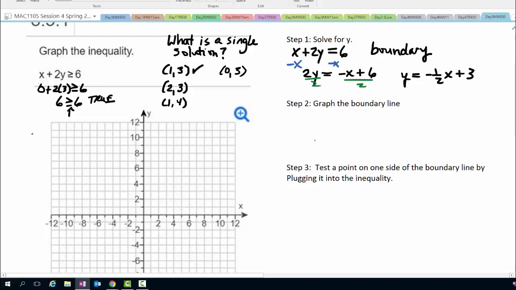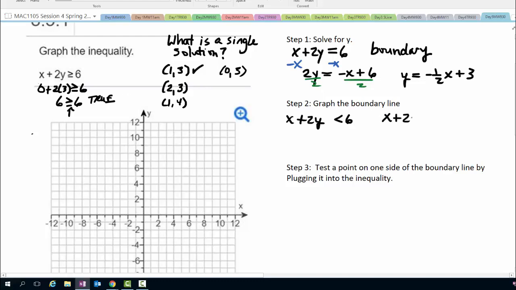Okay. So the second step is to graph the boundary line. Now, I'm not trying to graph the whole solution set at this moment. What I'm trying to do is graph the boundary between the points that will work and the points that won't. So in other words, we have the points that make x plus 2y be less than 6.